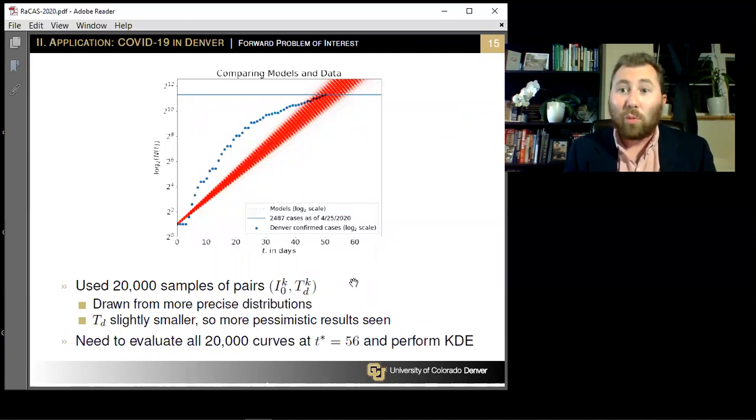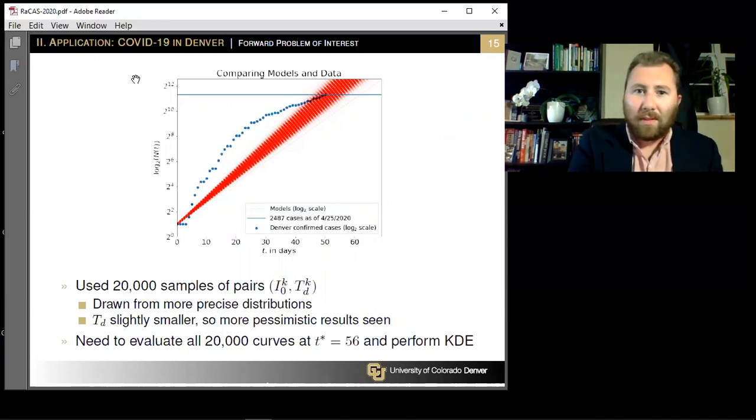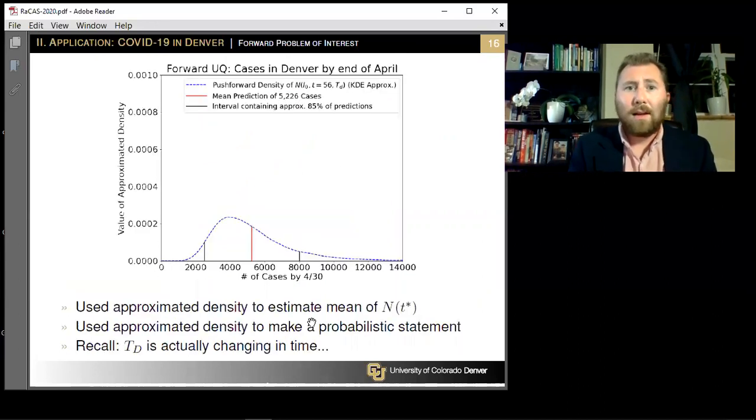Now I'm sampling 20,000 different pairs, plotting all of those different models. And now the data falls, especially within this time regime, really nicely in the middle of those predictions. So now, a little bit into the future, at time equals 56, I need to make 20,000 predictions and come up with statistics about that. And that's exactly what I've done on this slide here.